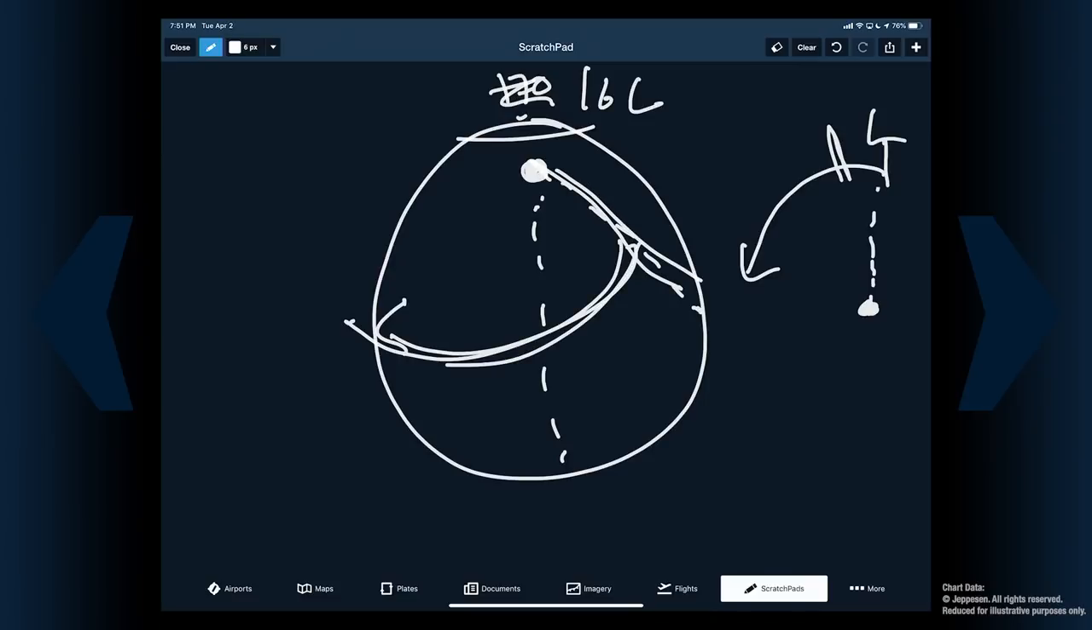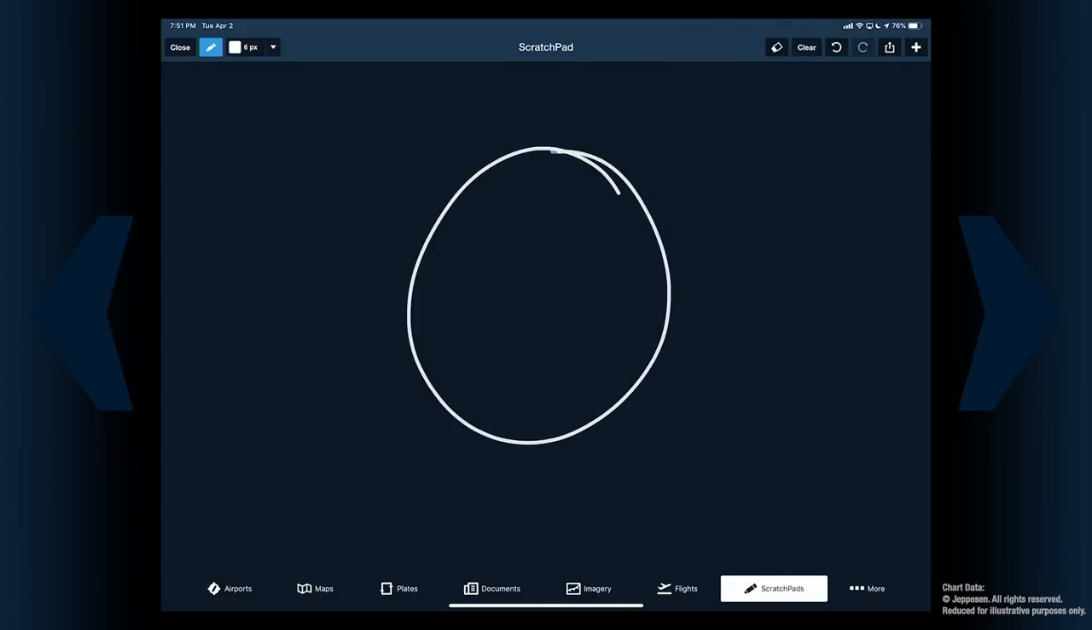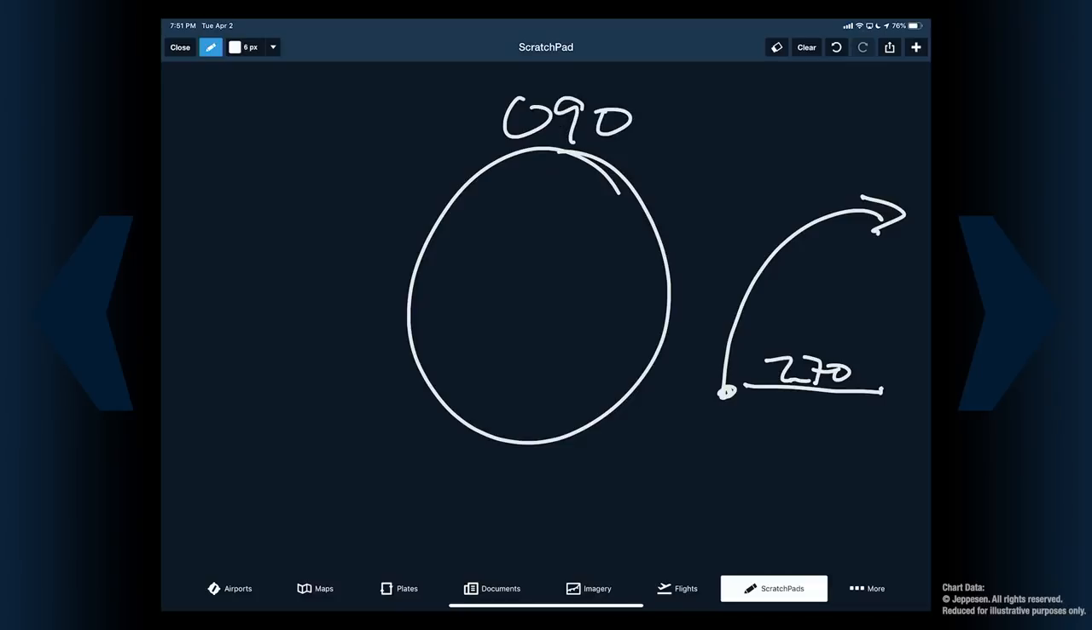If you're doing the opposite arc, if you're arcing to the right, so that's a 270 radial, 090. Arc right, swing right. The needle will move itself to the right. So that's my principle. That being said, whatever way works for you.